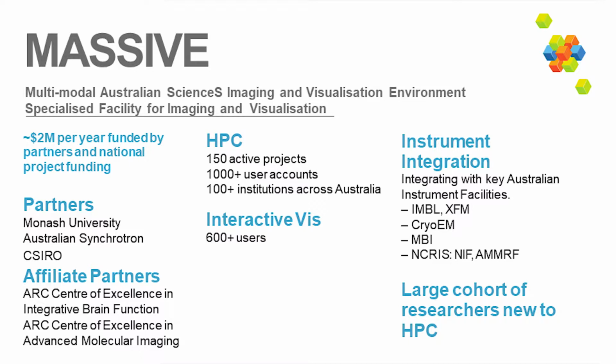So Massive has roughly $2 million in partner funding a year. Various partners, Monash, Australian Synchrotron and CSIRO, and of course affiliate centres and so on as well. These numbers are probably a good year or so old now, so they're a bit out, but I think we might have just hit around 200 projects. And at the moment, there's a fair amount of effort going on in actually just moving people from the legacy systems to the newer platform as well. So a lot of interactive visualization usage there, as you can see.